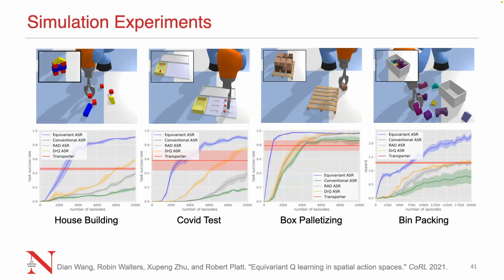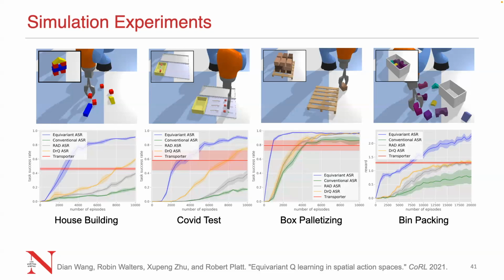And then the third one is box palletizing. This is actually the most challenging one because there are 18 boxes, and the robot needs to stack them one by one. So it takes 32 time steps to finish the task. And then we have bin packing, where the robot needs to compactly pack all of the random objects into a bin. Here we again show the learning curves.